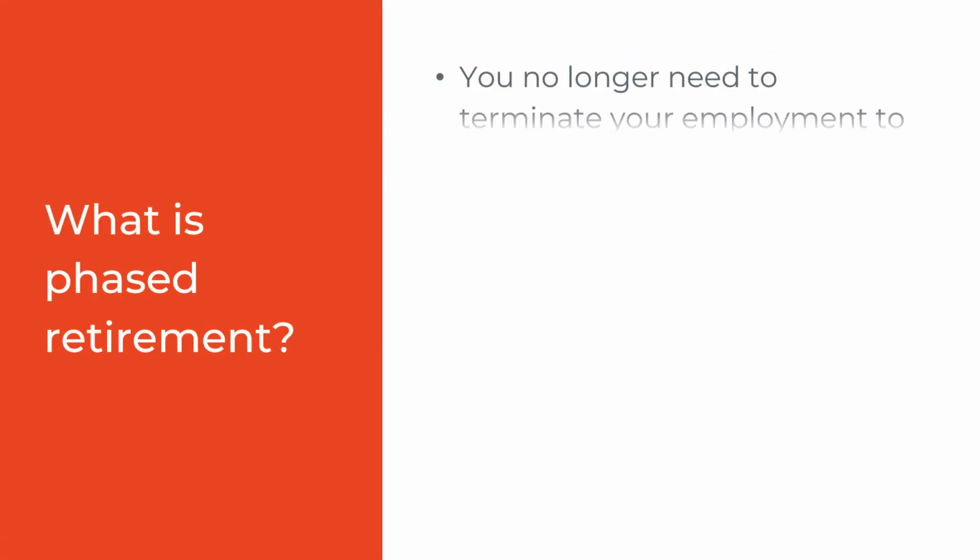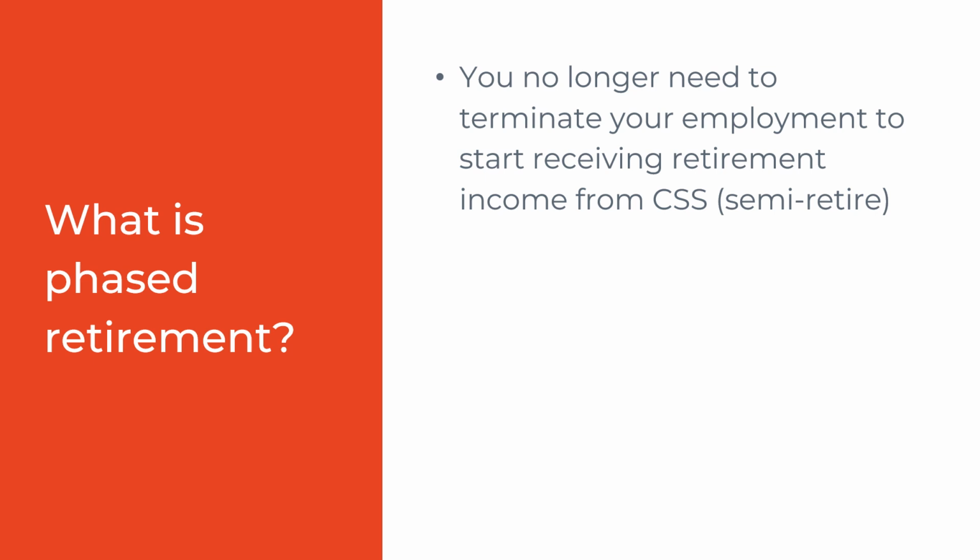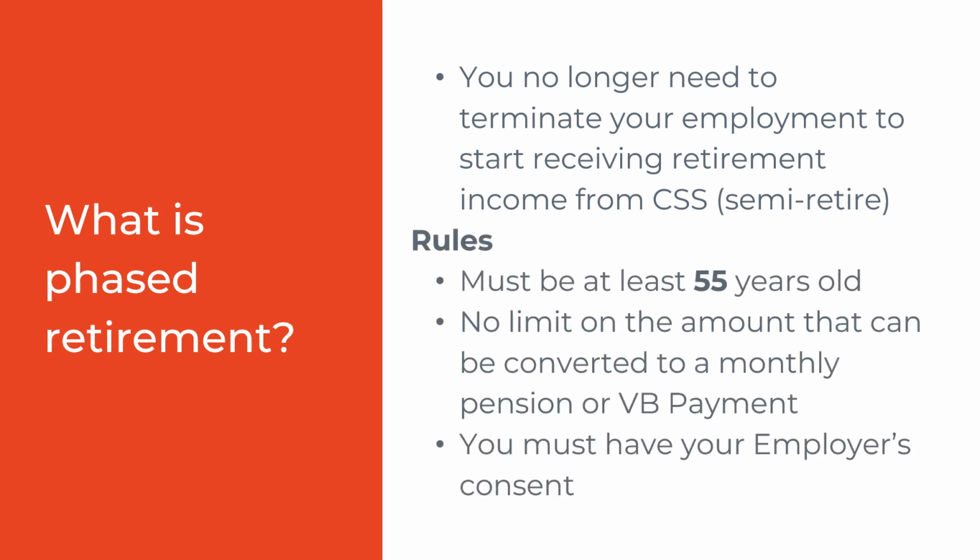The Income Tax Act regulations now permit phased retirement, which means you no longer have to terminate your employment to start receiving a retirement income from CSS Pension Plan. In other words, you can now semi-retire. There are some rules, however. You must be at least age 55. There is no limit on the amount that can be converted to a variable benefit account or monthly pension. You must have your employer's consent. The earlier you retire, the longer your funds will need to last. Keep in mind you would be drawing on your funds while contributing less.